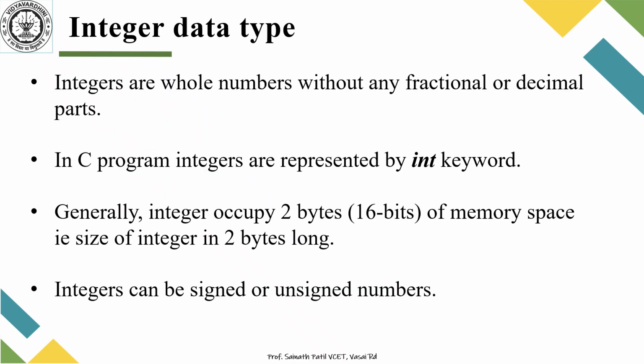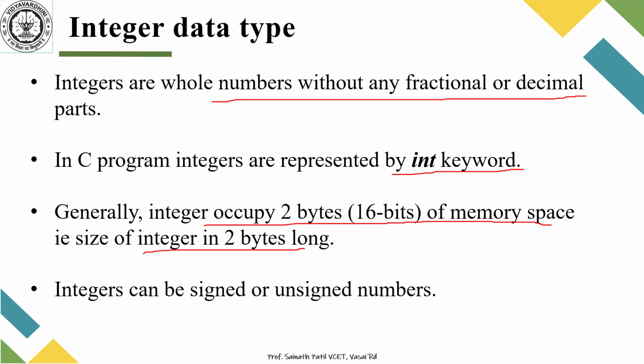Integer data type. Integers are nothing but whole numbers without any fractional or decimal part. In C programming, integers are represented by the int keyword. What is a keyword? We have already seen in the C token video. An integer variable occupies 2 bytes or 16 bits of memory space. Therefore, the size of an integer is 2 bytes. Integers can be signed or unsigned numbers.